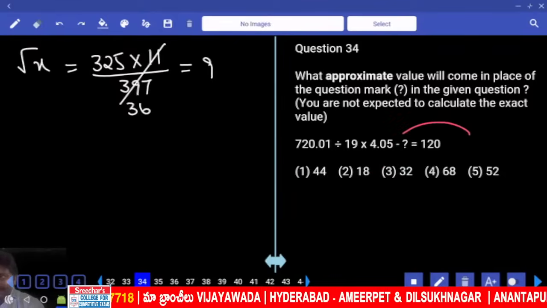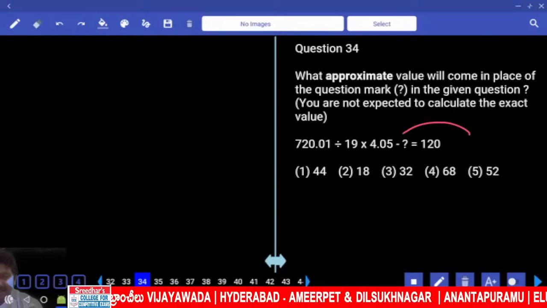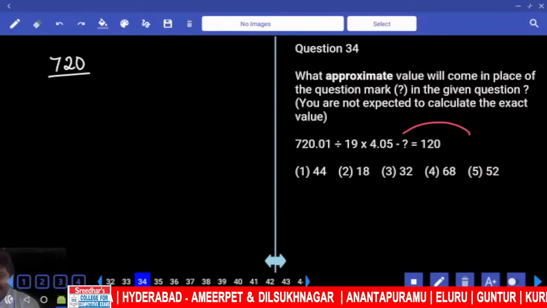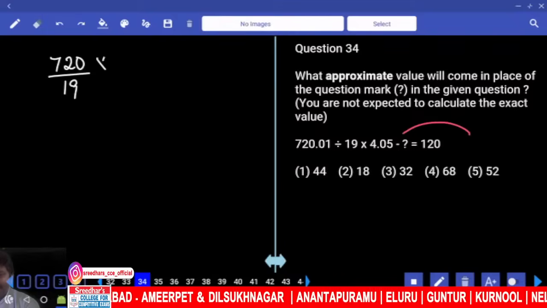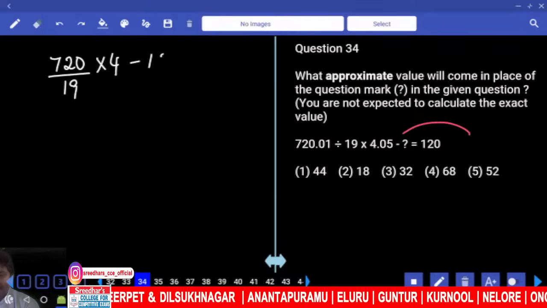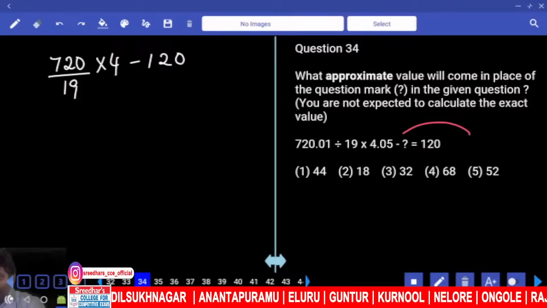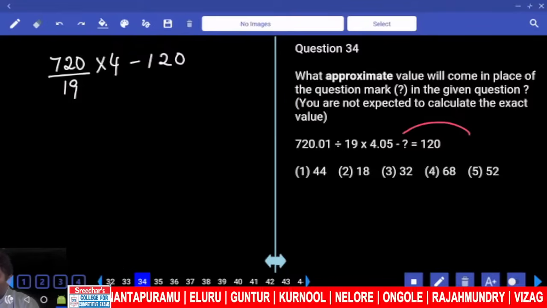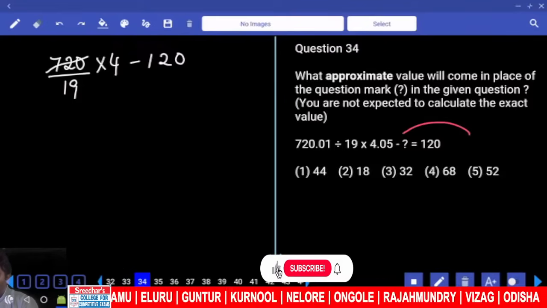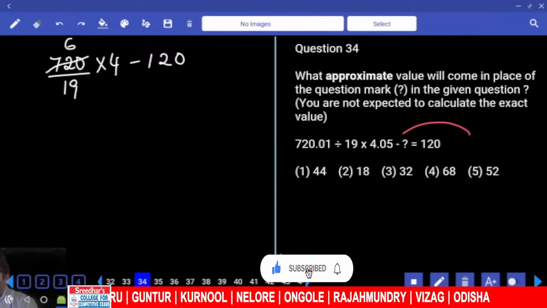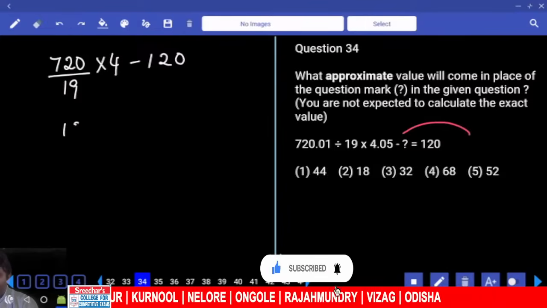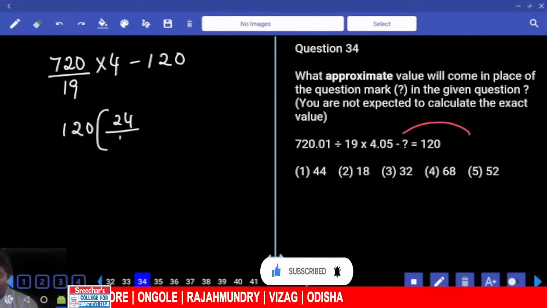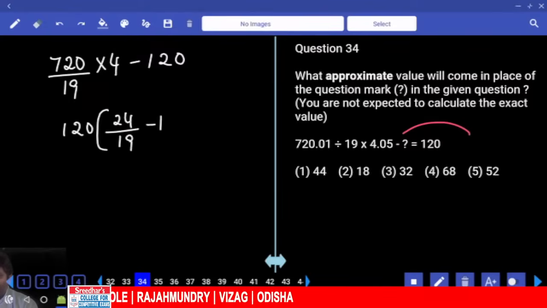Minus x goes to the other side. Right hand side number comes left hand side. 720 divided by 19 into 4 minus 120. Correct? You can take 120 common. If you take 120 common, how much will be here? 6 times. So let me take 120 common. 24 by 19 minus 1.